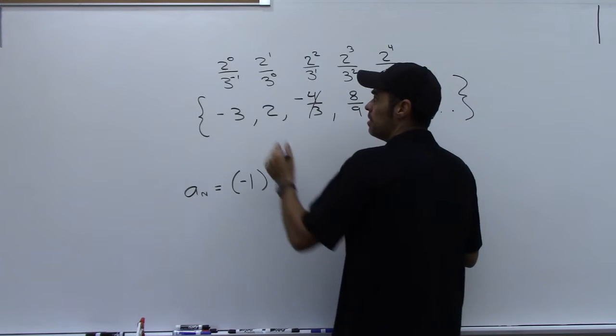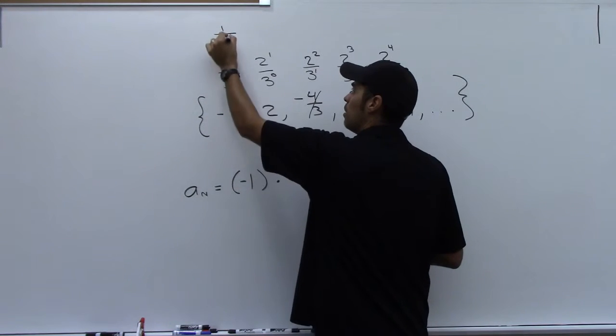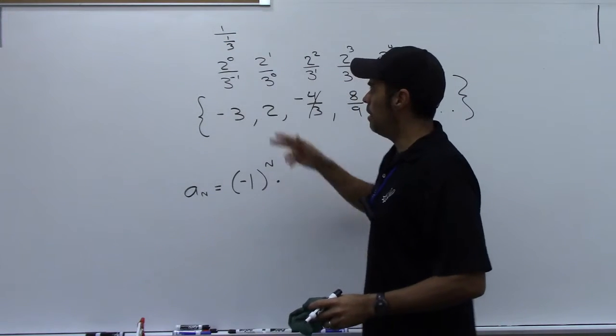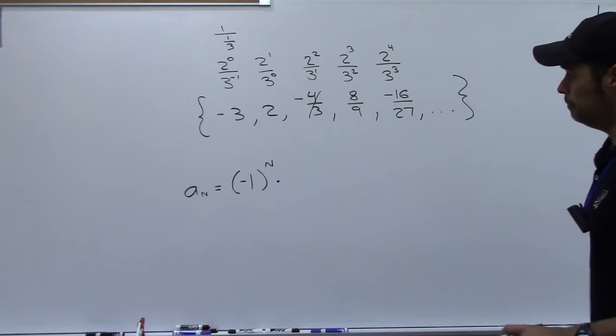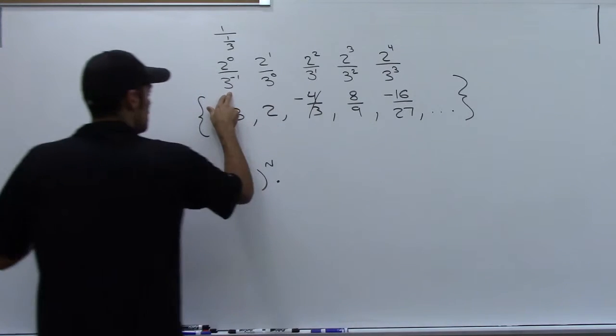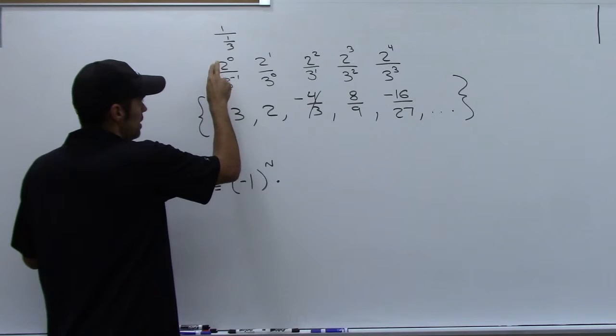Let's check what this is. 2 to the 0 is 1. 3 to the negative 1 is 1/3. And if I do 1 divided by 1/3 and flip it, I get 3. And of course, the negative was already taken care of. So that looks like it. So my first term of my sequence, or the first number in my sequence, must be 2 to the 0.